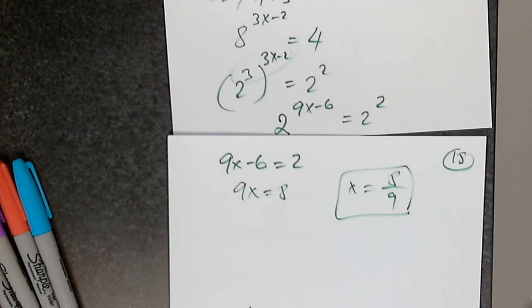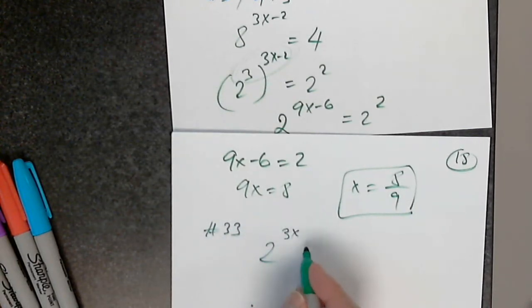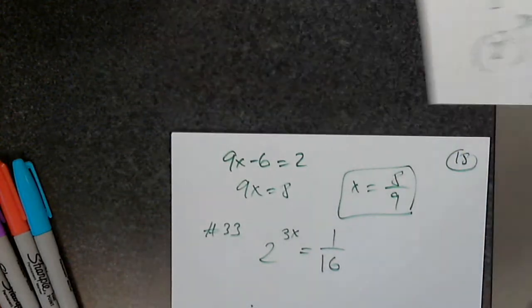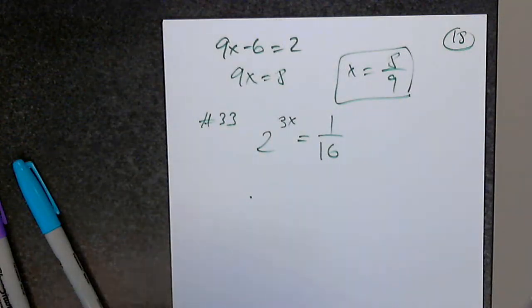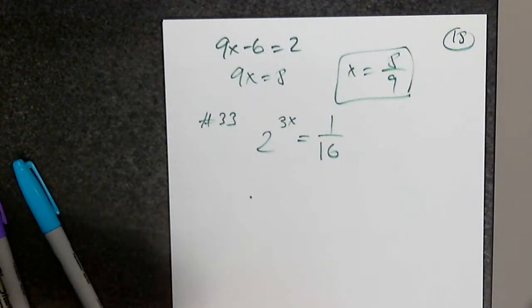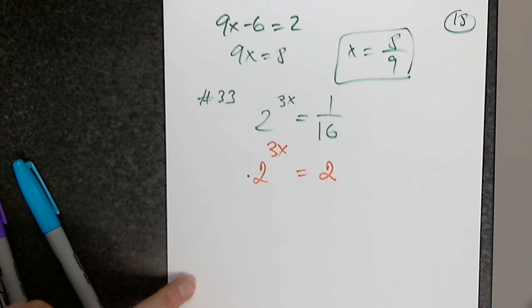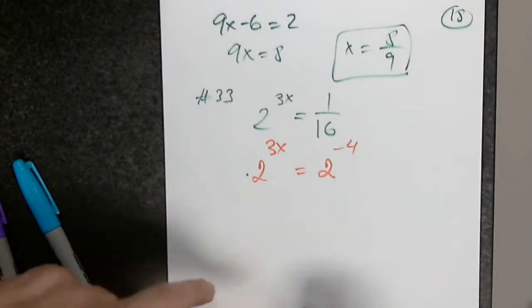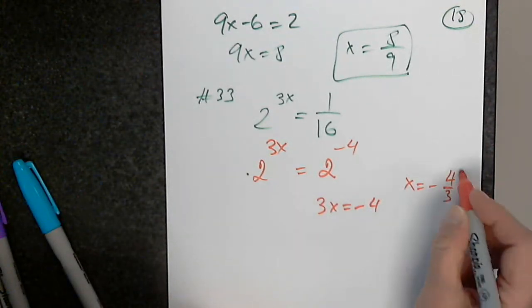Another one of these. Like this? Okay, very good. So let's take a look. 2 raised to 3x equals 1 over 16. We cannot use 4 because 4 is not a prime number. We have to find the same base. Yes, 2 to 3x equals 2 to which power? Four. Thank you. So again, two numbers are equal, they have the same base. Therefore, 3x must equal -4, so x must equal -4/3.